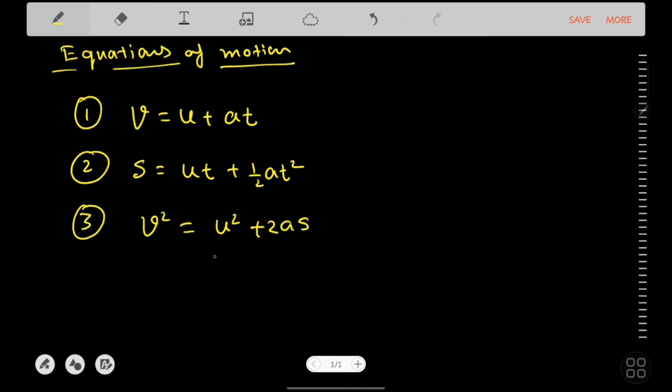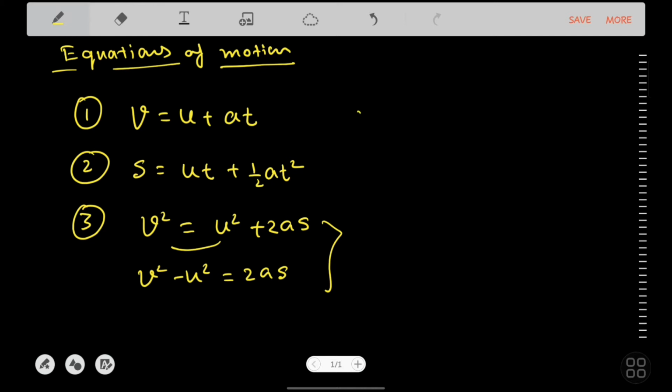And in some books this is written as V square minus U square equal to 2AS. Nothing is different, just the U has transferred to the other side and became minus. Otherwise these both are the same. So these three equations of motion we have, and we have to derive them by the graphical method.